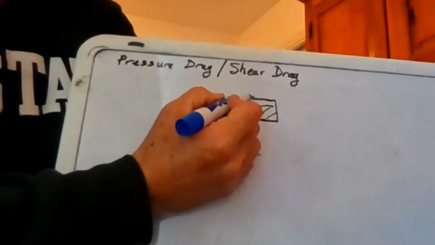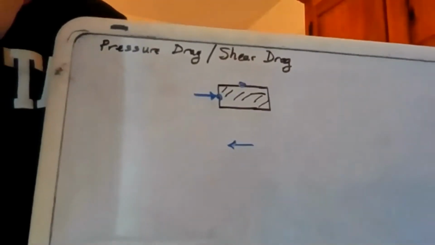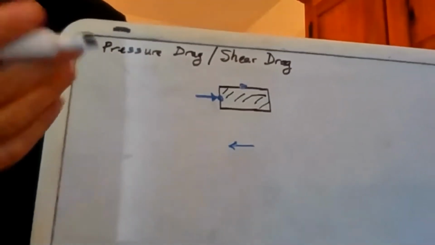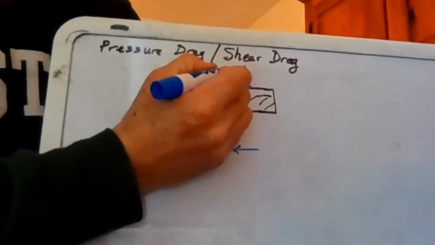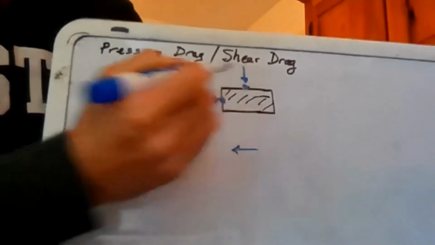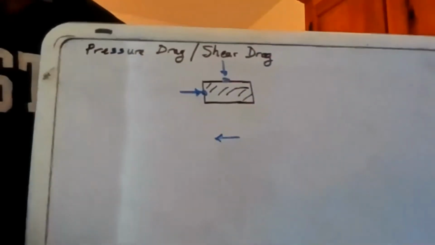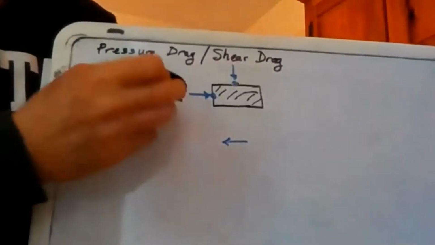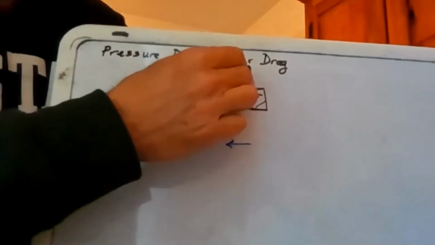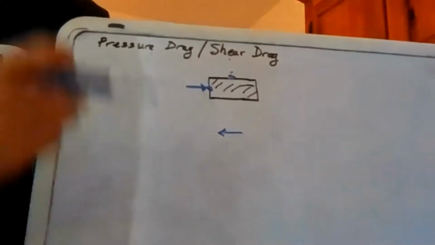Okay, how about the top? Well, let's start with pressure. Pressure is always normal to the surface, and so it's going to be like that. Is that pressure going to cause drag? The answer is no, okay? Drag is parallel to the direction of motion, and that pressure is perpendicular to the direction of motion. Okay, so what about shear? What if we drew a shear vector at that point?